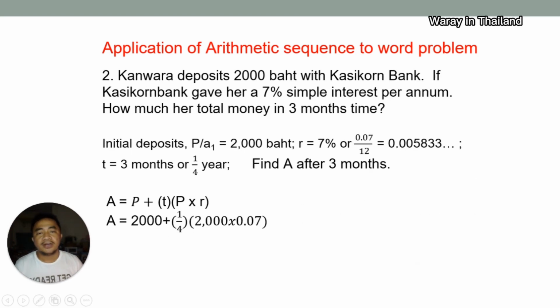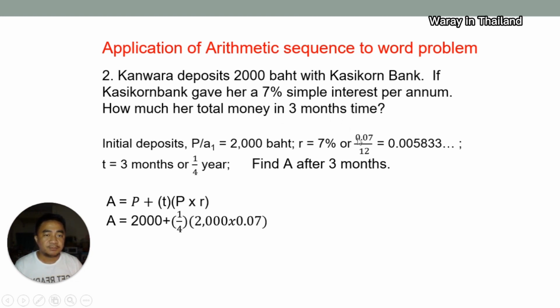Kanwara deposits 2,000 baht with Kasikorn Bank. If Kasikorn Bank gave her a 7% simple interest per annum, how much is her total money in 3 months' time? Okay, so the same thing that we're going to do with this one. We have here the initial deposit, the first term, is 2,000 baht. The interest rate, 7%, simple interest, that's per annum.